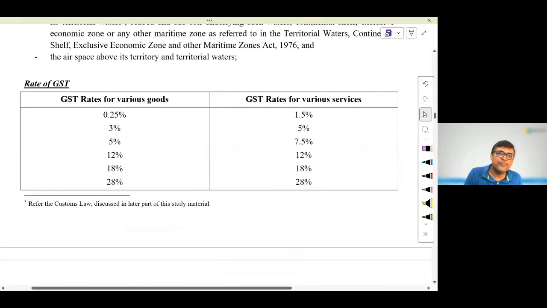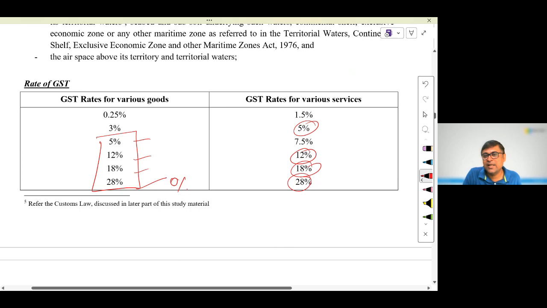Rate of GST. Ideally, earlier there were 4 types of rates on goods: 5, 12, 18, and 28. One more we added at 0%. In case of services, there were 4 rates: 5, 12, 28, and 18.